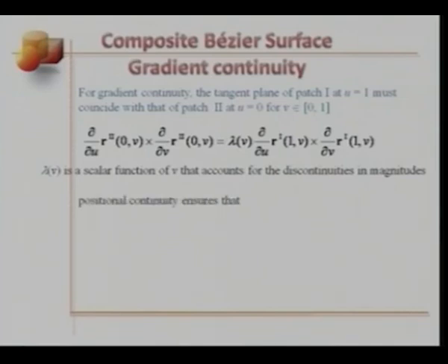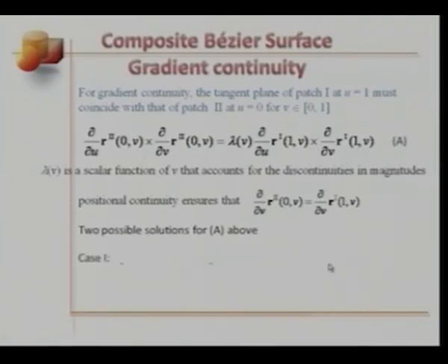Positional continuity further ensures that the slope along the v direction for the second patch at u equals 0 is the same as the slope along the v direction for the first patch at u equals 1. So we have two possible solutions. This equation is equation A.